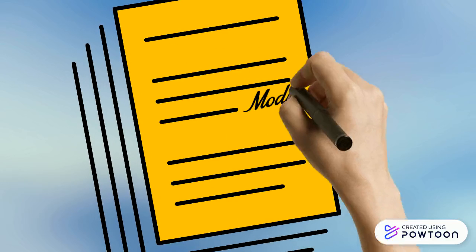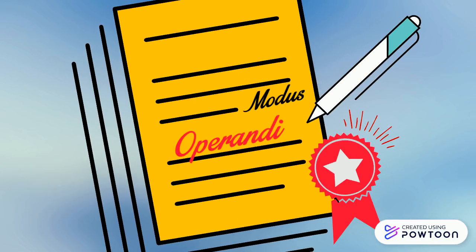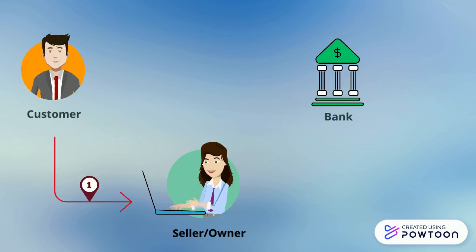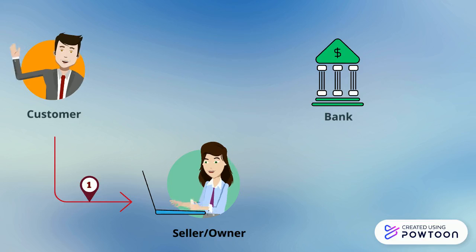Now, let's move on to the modus operandi of MUSHARAKAH MUTANAQISAH home financing. There are 6 steps that we need to know. Firstly, the customer approaches the housing developer or seller and identifies the house that he wishes to buy. He requests the seller to provide a price quotation and other relevant details.